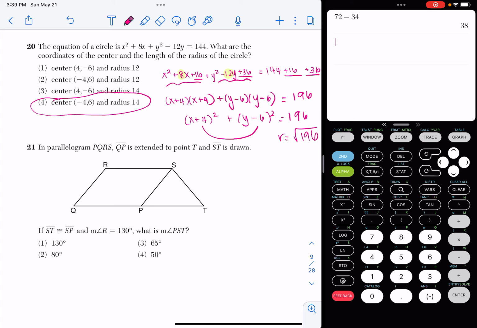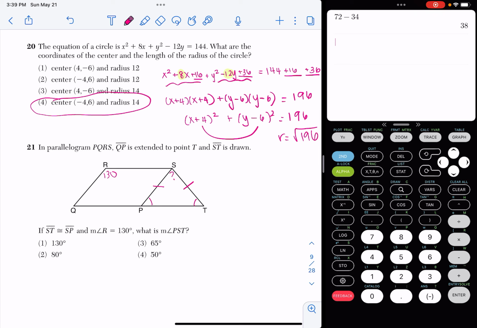21. In parallelogram PQRS, QP is extended to T, and ST is drawn. If ST and SP are congruent to one another, that means you're going to have an isosceles triangle that makes these two angles congruent. R is 130. What is the measure of angle PST?